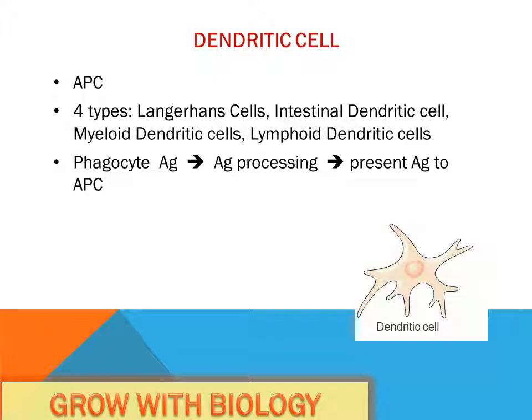Dendritic cell is basically produced by both lymphoid progenitor as well as myeloid progenitor. It is a phagocytic cell, so it will phagocytose the antigen, then process it and present the antigen to the antigen presenting cell, so that it will further be processed and killed.